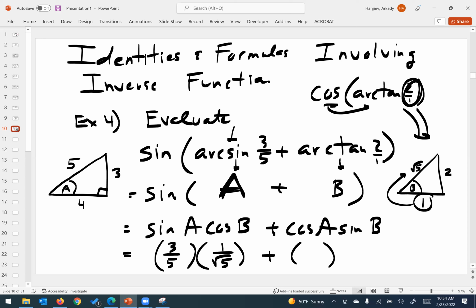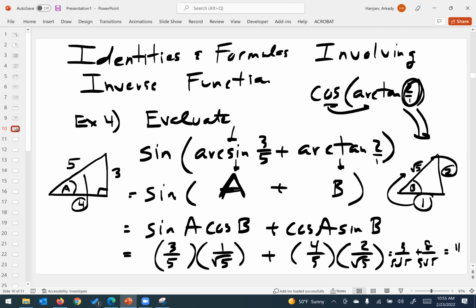So A, we'll catch up with you in just a second. Cosine of A is going to be 4/5. Sine of B is going to be opposite over hypotenuse. At the end, it's 3 over 5 root 5 plus 8 over 5 root 5, which makes 11 over 5 root 5.